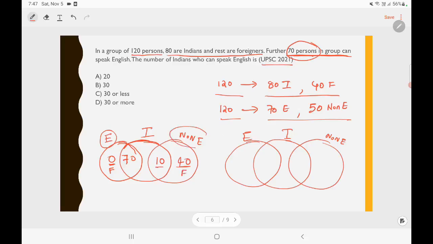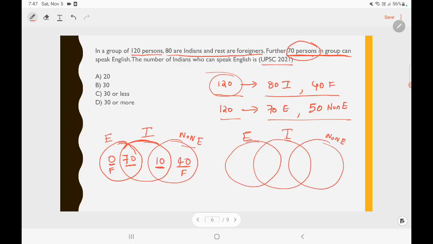This 10 represents Indians who cannot speak English. This 70 represents Indians who can speak English. So in order to check whether the diagram that you have drawn here is correct, you just need to add all the numbers in the diagram. That is 70 plus 10 is 80, 80 plus 40 is 120. We have total 120%. So this is correct.